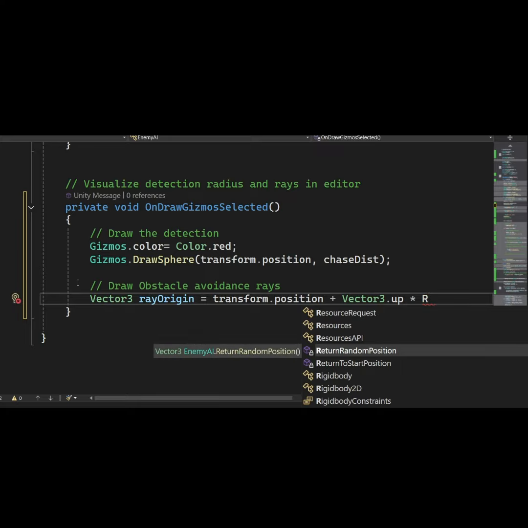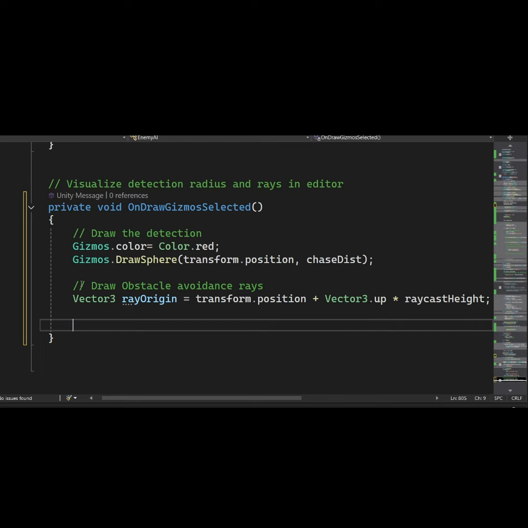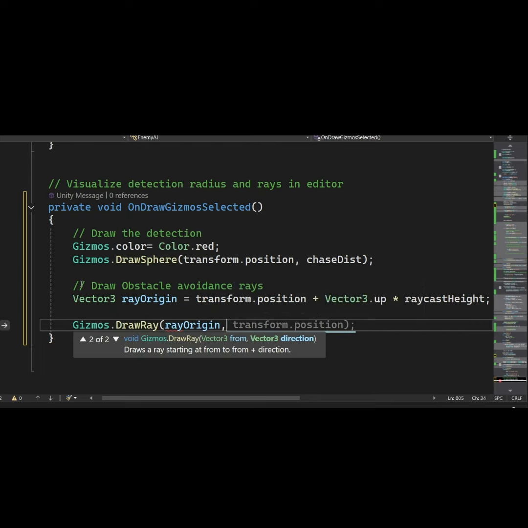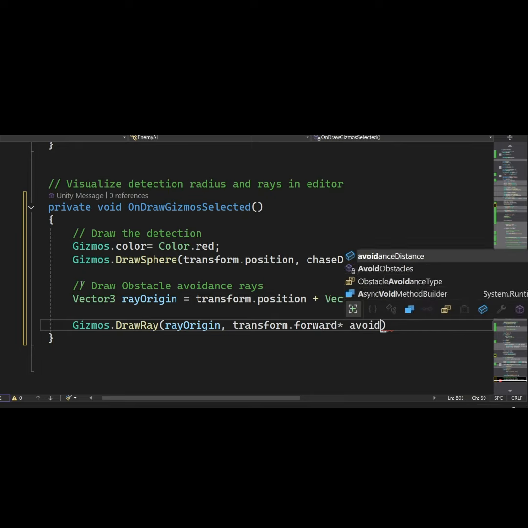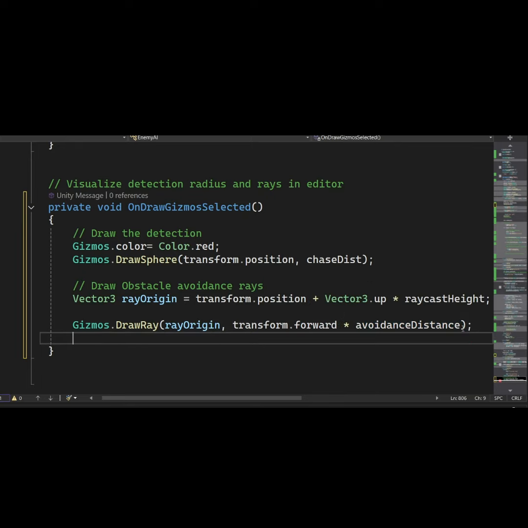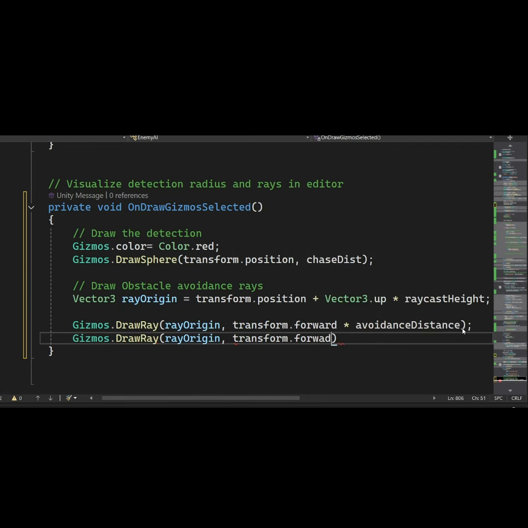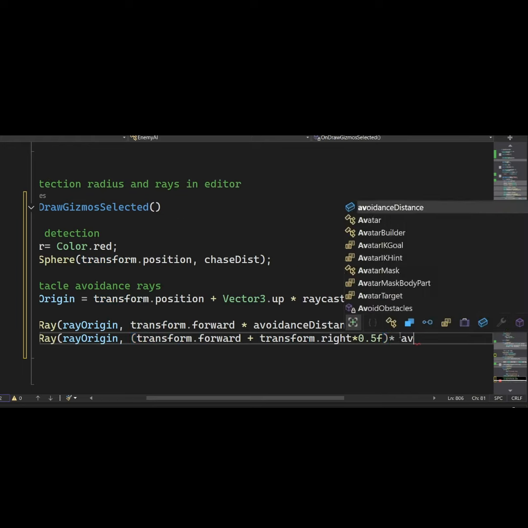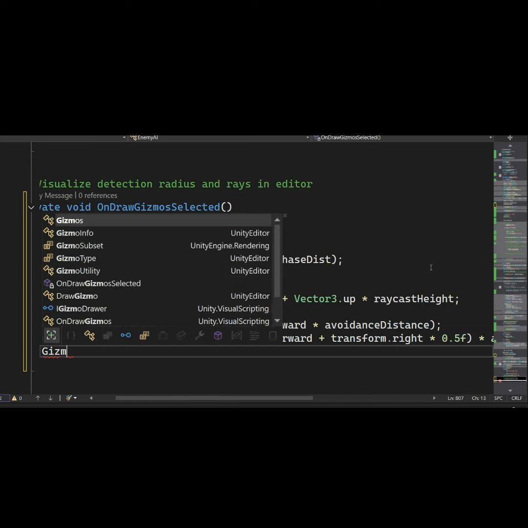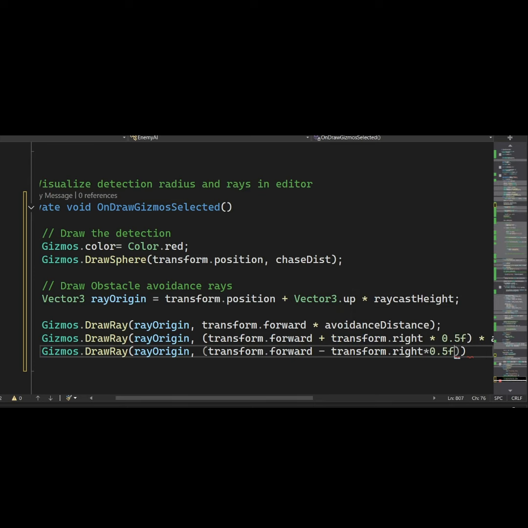Next, define the ray origin, which is the transform.position plus Vector3.up times the raycast height. Then draw the rays in all of the 5 directions. Firstly, put the ray origin as the starting point of the laser, and use 5 directions for collision avoidance purposes. The first one is the vector up direction. The second one is transform.forward, which is the z-axis direction of the enemy. Remember that the direction of transform.forward is a normalized vector, so we need to multiply it by the avoidance distance.